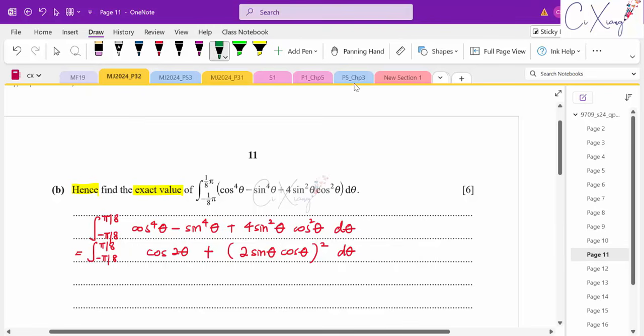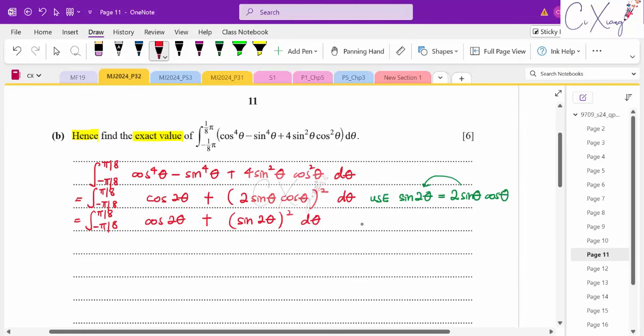Okay, so what I want to do next step is use the double angle for sine 2 theta. For sine 2 theta, I will have 2 sine theta cos theta. And now I have to do it the other way around, so I have to do it backward. Before I integrate, this is what I get: I'm having sine 2 theta and then square.